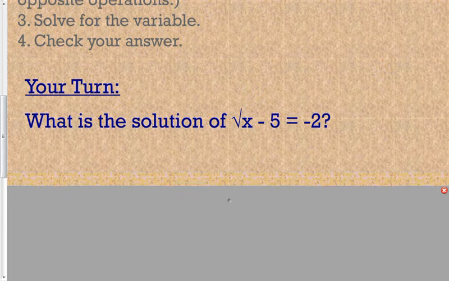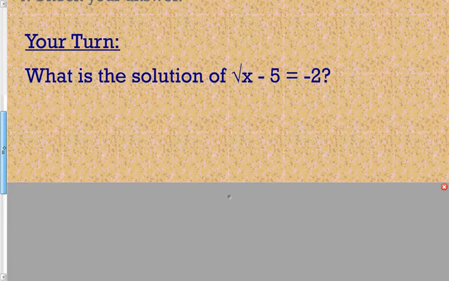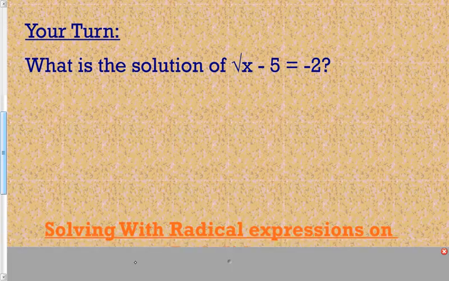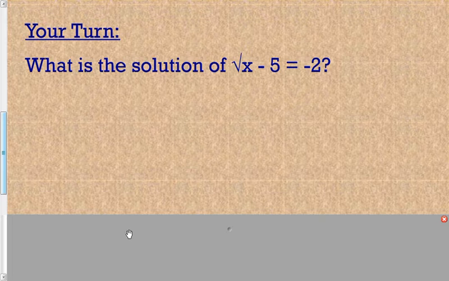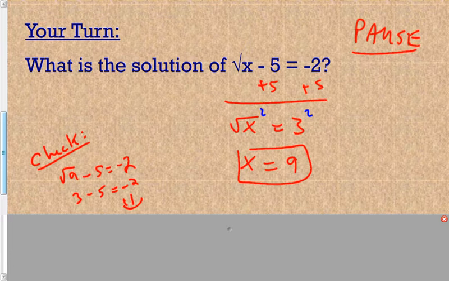So why don't you pause it and try this one right here. We have, what is the solution of the square root of x minus 5 this time, is equal to negative 2. Go ahead and pause it, and I'll show you the answer in a second, and then we'll move on. Alright, so checking this problem, I added 5 to both sides to get the radical part by itself. Square root of x equals 3, and to get rid of that radical symbol, we square both sides because those are opposites, and we get x is equal to 9, and even when I checked it, it worked. So that is the basic radical equation.